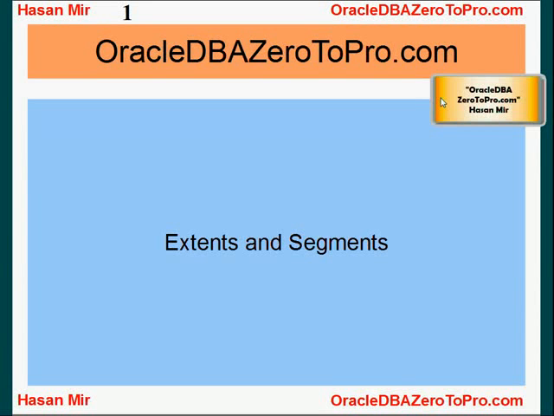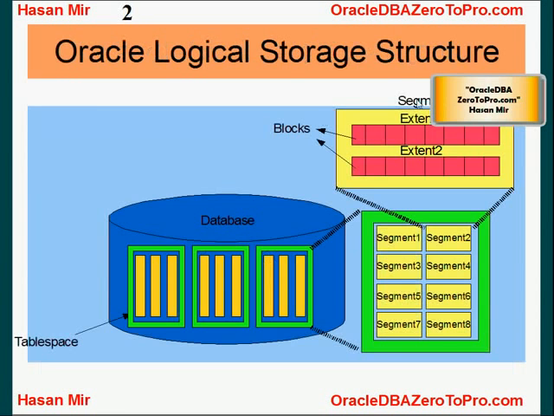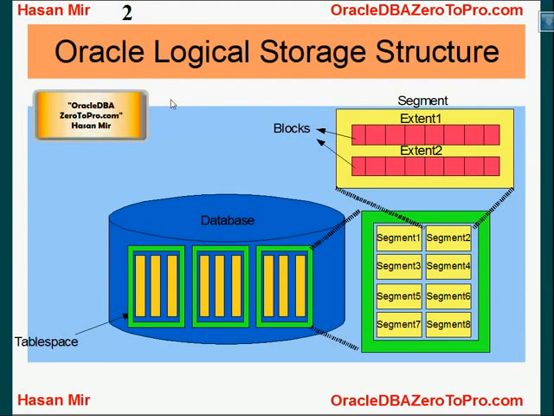This is Hassan Mir. In this tutorial, I'll be talking about extents and segments. Okay, so we already know the logical storage structure of Oracle. The tablespaces are simply a group of physical database files, and from the logical end, you can break the tablespace further into segments. If you drill down into segments, you will see extents, and if you drill down into extents, you're going to see blocks. And we already talked about how blocks consist of bytes.